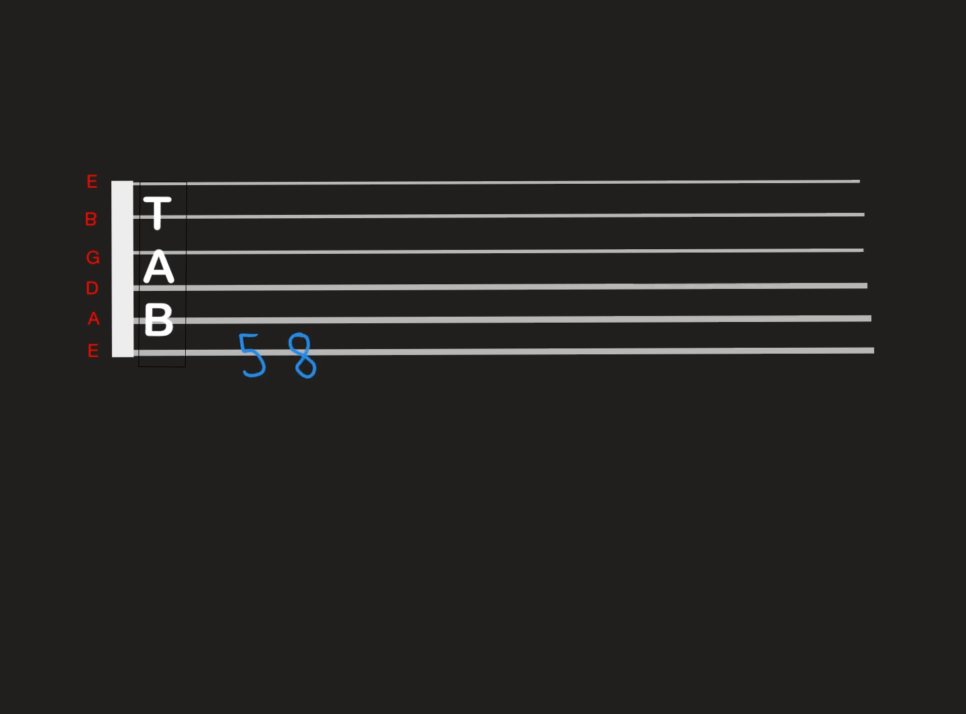Let's go ahead and put some tab on here and see what it actually looks like. 5, 8. So that's the 5th fret and the 8th fret. Then the 5, 7. That's on the A string, 5th fret, 7th fret. Then again on the D string, 5, 7. On the G string, 5, 7. On the B string, 5, 8. And then finally on the high E string, 5. So this gives us a pentatonic scale. And we're going to play it this way.